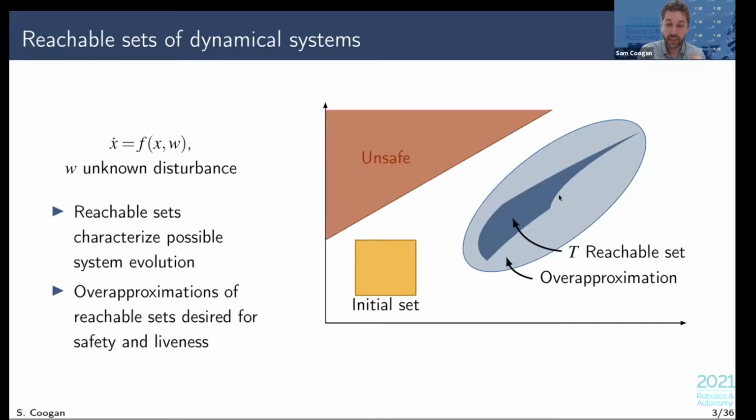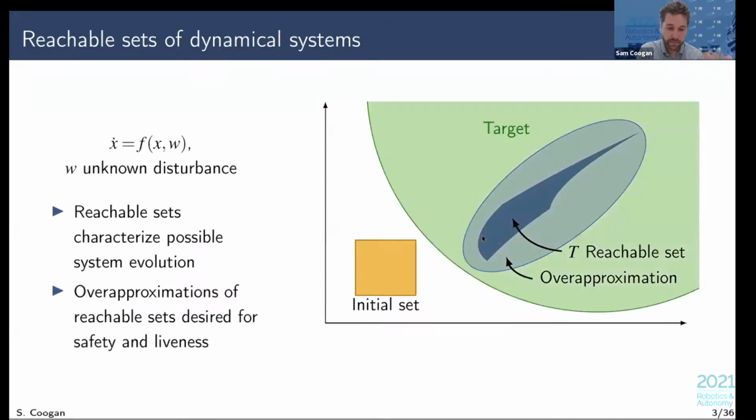Now suppose you had, say, an unsafe set of the state space, and you wanted to make sure that your system didn't intersect this unsafe set over this horizon t for this set of initial conditions. I can use this overapproximation as a sufficient condition. If the overapproximation doesn't intersect the unsafe set, then I know that the real reachable set doesn't intersect the unsafe set. Likewise, if I have a target goal region I'm trying to reach, I can make sure that the overapproximation is fully contained within this target set, and I know, therefore, that the actual reachable set is fully contained within this target set. Generally speaking, depending on the application of interest, in the applications in this talk, we're going to be interested in obtaining these overapproximations of reachable sets.